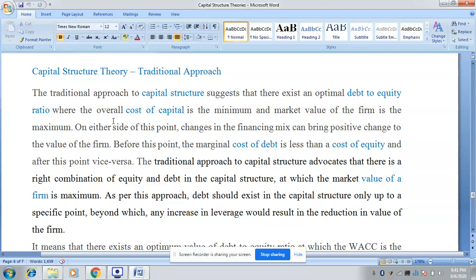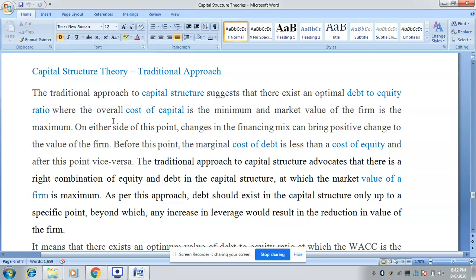Here, the traditional approach to capital structure advocates that there is a right combination of equity and debt in the capital structure at which the market value of the firm is maximum. That is true. When you say debt and equity mix is optimum, a right combination of debt and equity in the capital structure, it means where there is a point, the market value will be the maximum and the minimum overall cost of capital. As per this approach, debt should exist in the capital structure only up to specific point. This I am insisting from the capital structure theory beginning itself.